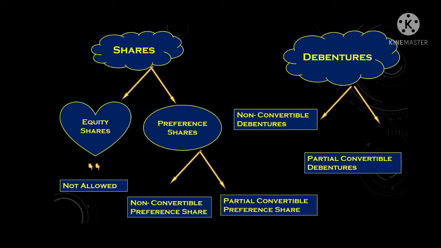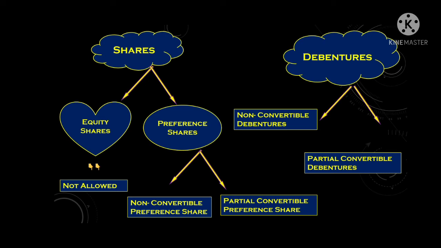I will not get into the depth of that. So if one needs to avail ECB in the form of preference shares, then it can be availed in two forms: one is the non-convertible preference share and the other is the partial convertible preference share. Only these two forms of preference shares are allowed to raise ECB, and the rest of the types are not allowed under ECB to raise capital.